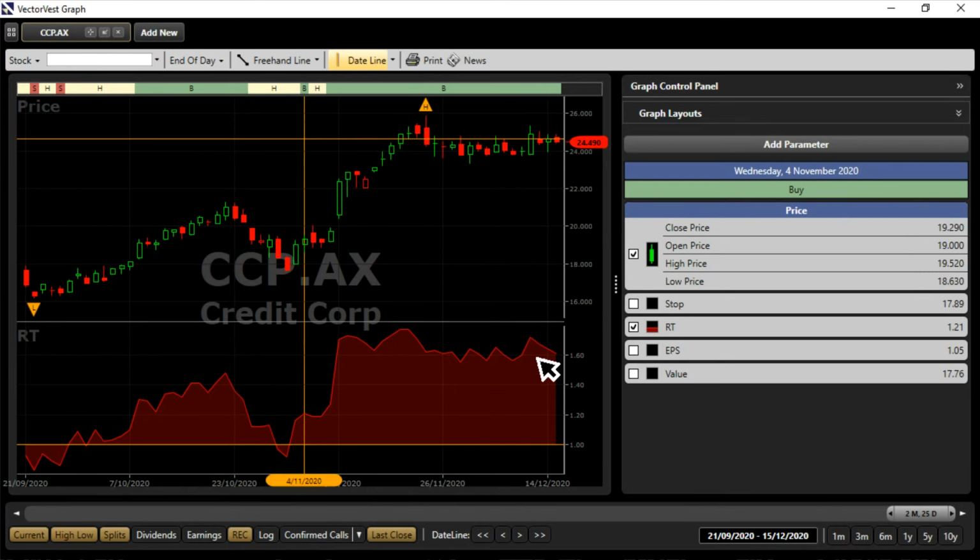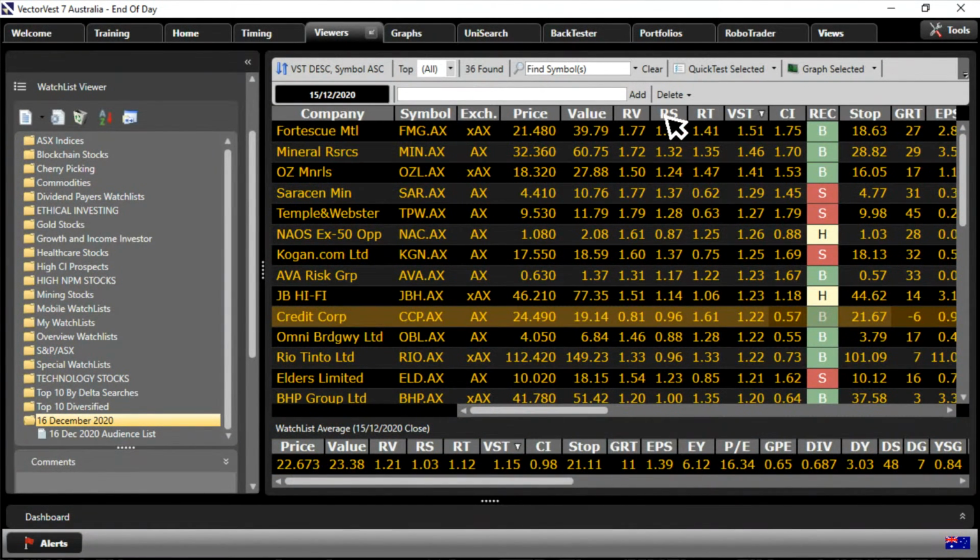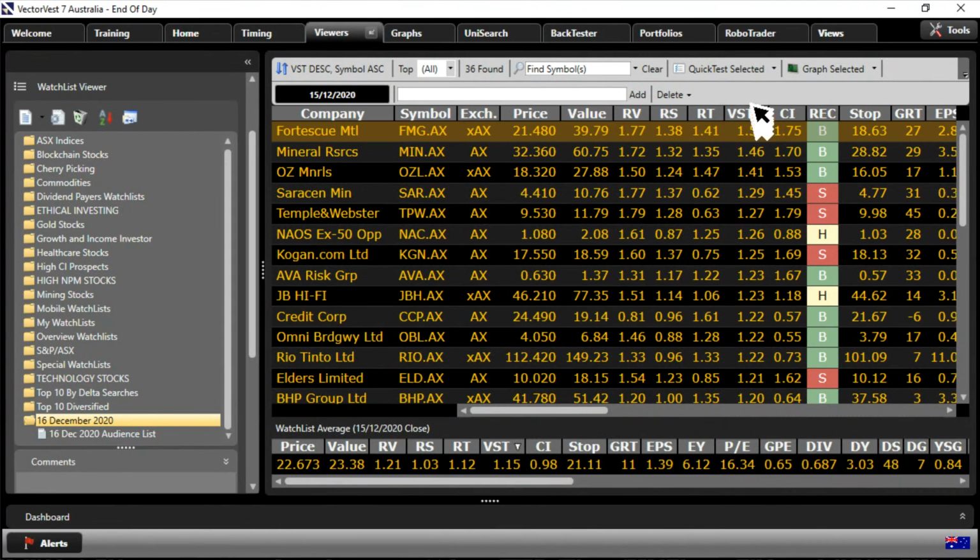What if we could get a company that's got good fundamentals and good technicals? Well, that's what we're doing with the VST score. So we're putting the RV, RS, and RT into one master indicator, being VST. It's not just these three divided by 3. A little bit more of the weighting goes into the technicals, but a good chunk of the weighting goes into the fundamentals as well. So RV, RS, RT, there's your VST score.